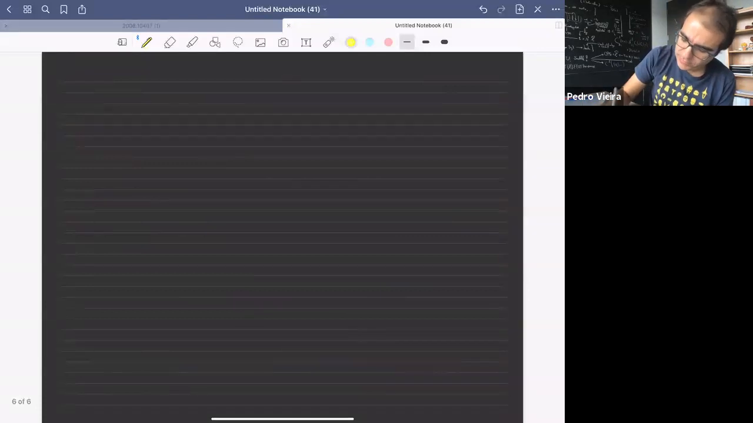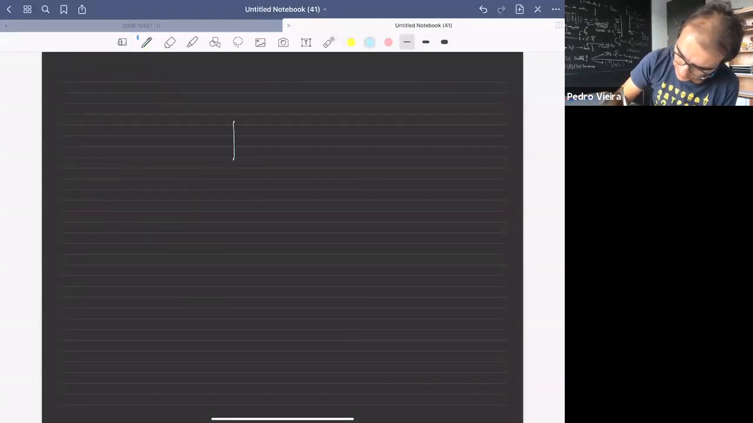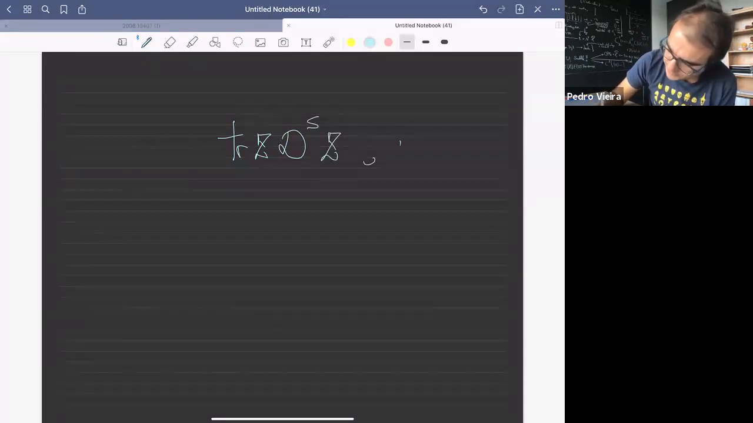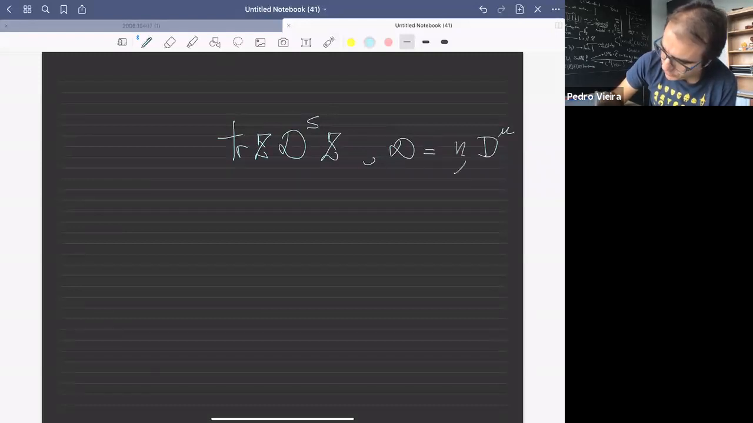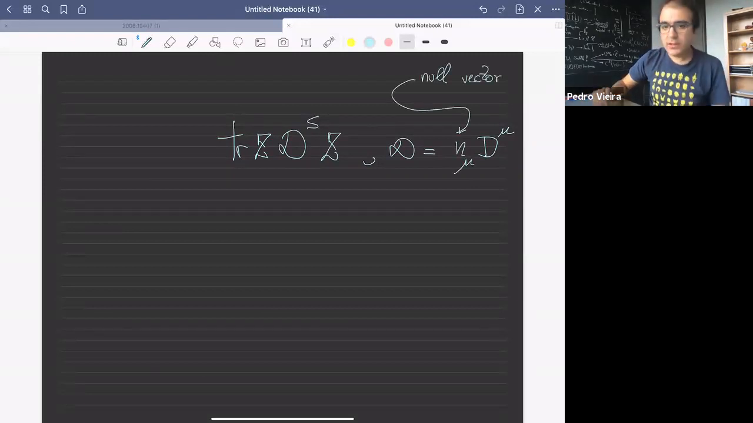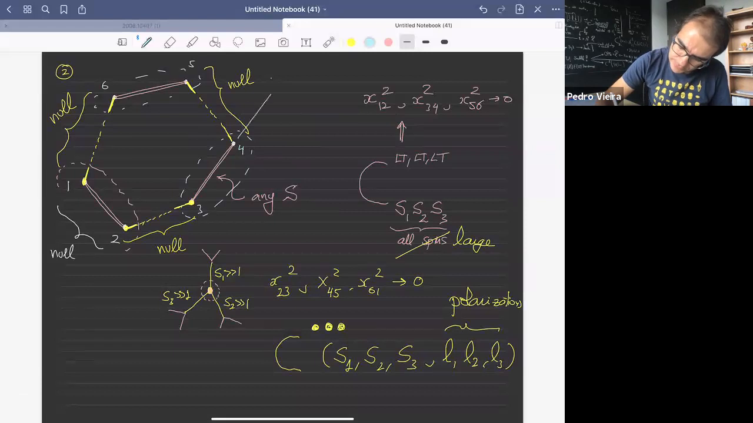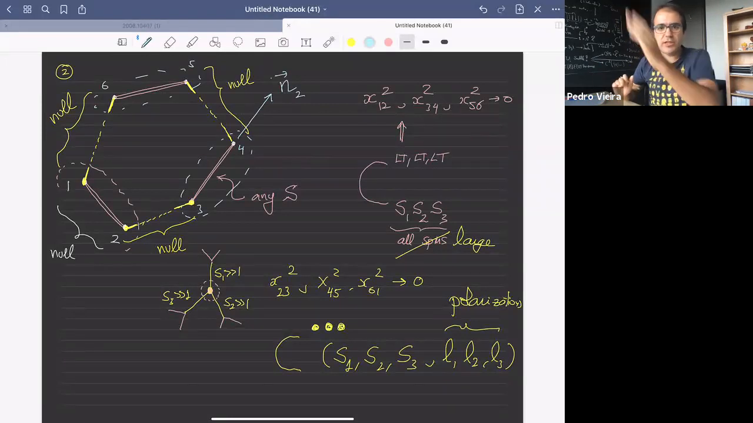So the point is that when you have a single trace operator of the form trace of, say, Z, and then S derivatives, and then Z. This D is some null direction, so it's some D mu, where this is some null vector. So this tells you in which direction the points are, right? So when I expand, this direction here would be n of this operator, I call it 2, and 2 would be this direction along which they are aligned.